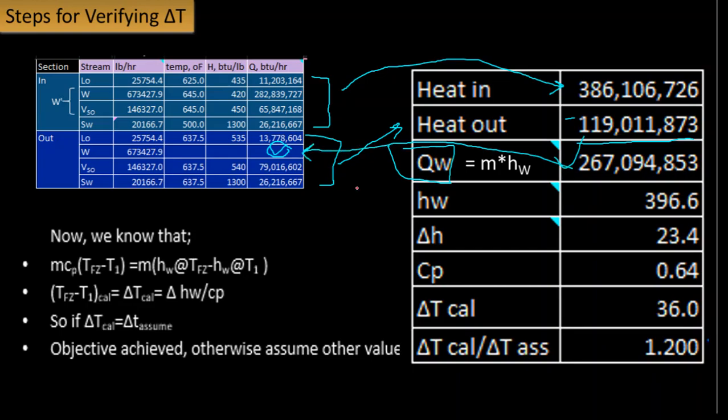So QW is calculated. We know that QW is nothing but the mass flow rate multiplied by the enthalpy. The mass flow rate is known. How can we find HW? HW is simply found by dividing by the mass flow rate, and if we divide by the mass flow rate, we get HW, which is about 396.6. So this value is calculated for the H value. So enthalpy is calculated in the reverse order.